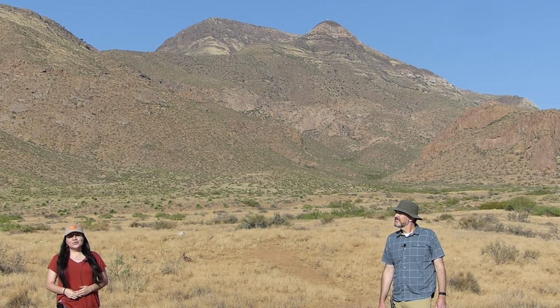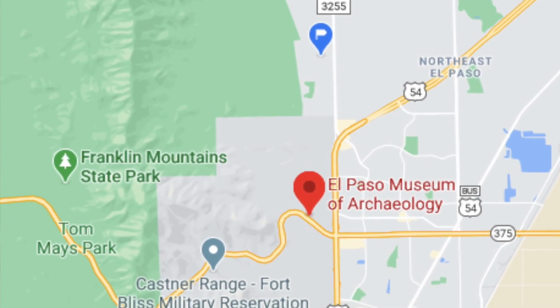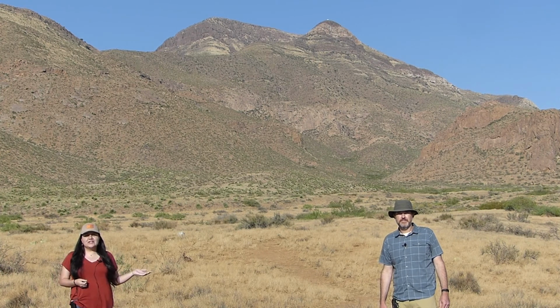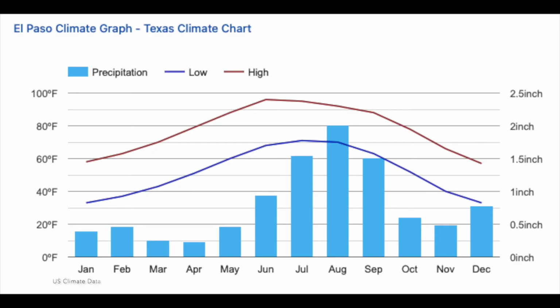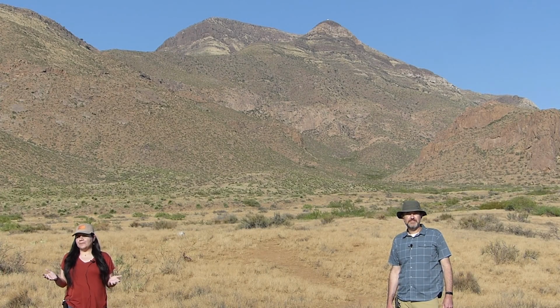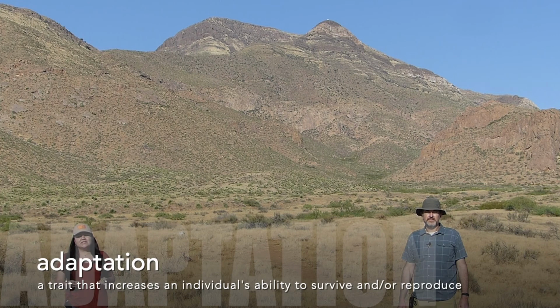And today we are going to be talking about desert plant adaptations. We are currently at the El Paso Museum of Archaeology, and behind me are the beautiful Franklin Mountains, which are part of the Chihuahuan Desert. And as you already know, our desert is very hot and dry. It's a very harsh environment to live in, but there's still plenty of plant life around. So how is that? Well, these plants have adapted to our environment, and these adaptations have allowed them to be successful in the hot and dryness of our desert.